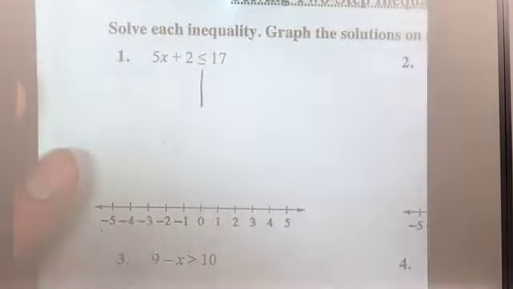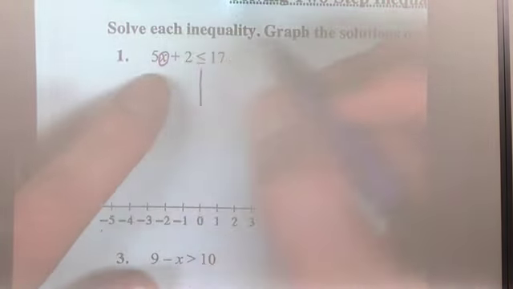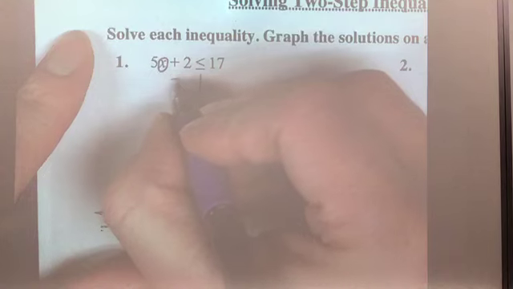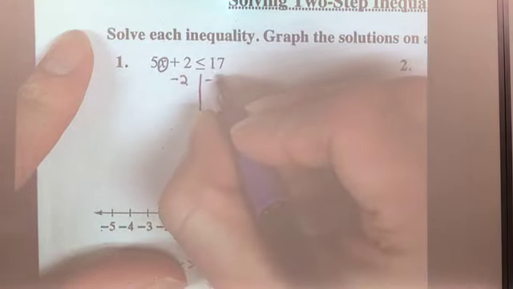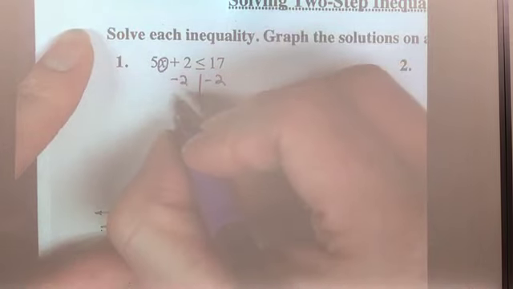Your first step is draw the line below the inequality. Second step, locate the variable. So I'm going to circle the variable. Okay, I've got that. Now I need to get the variable by itself. Well, right now it's got a 5 attached to it, and then it's got this loose 2. Well, I've got a plus 2, so I'm going to subtract 2 because it's easier to eliminate one number, the one that's by itself, than one that's attached.